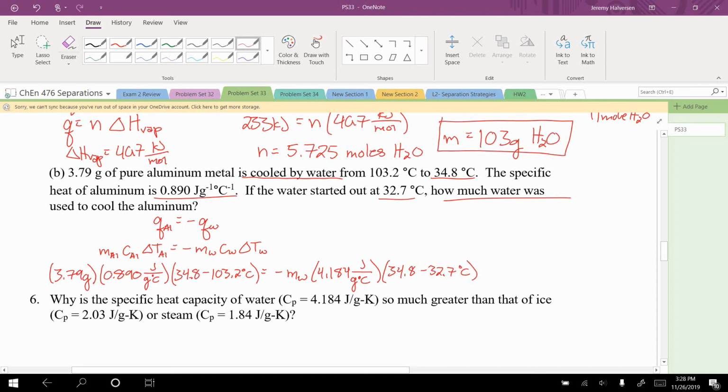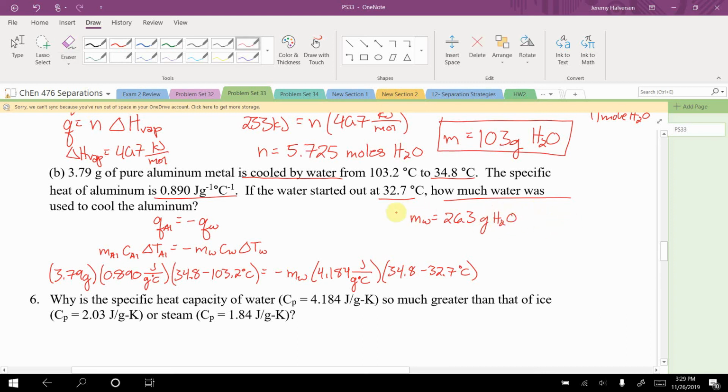All right, I can plug some numbers into my calculator. Yeah, I know I don't write down my intermediate algebra steps. If that helps you, go ahead and do it. But I just get the mass of water equals 26.3 grams.